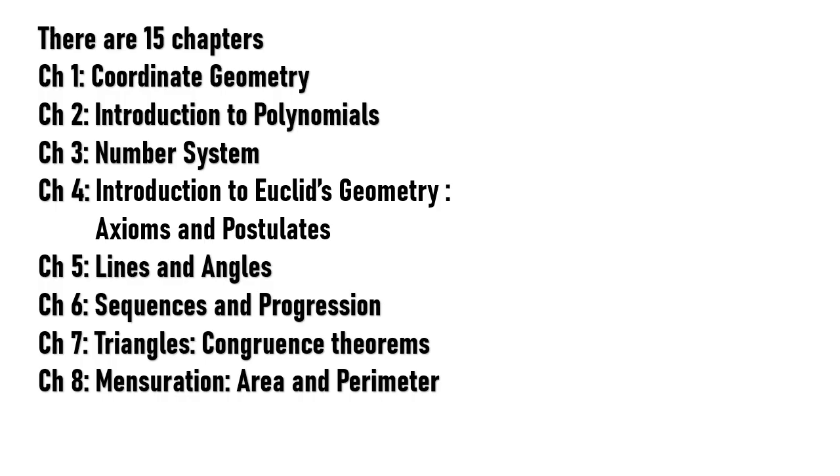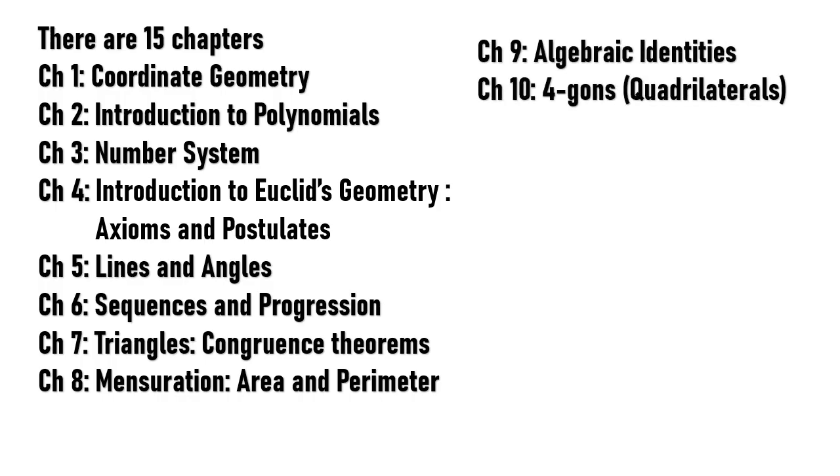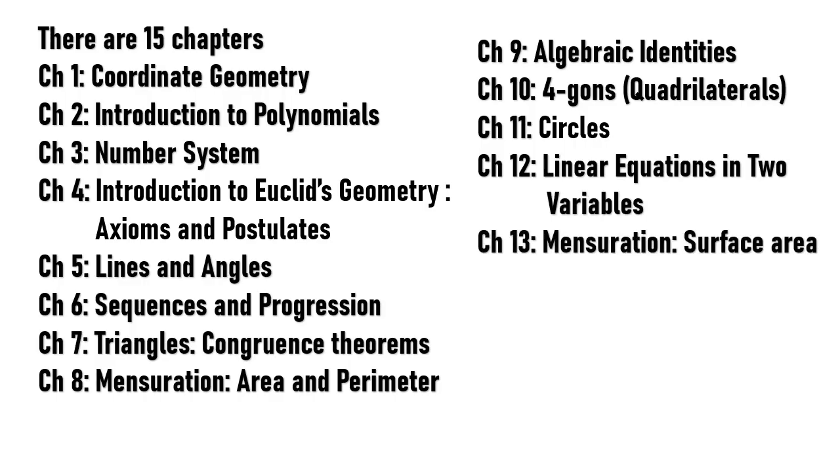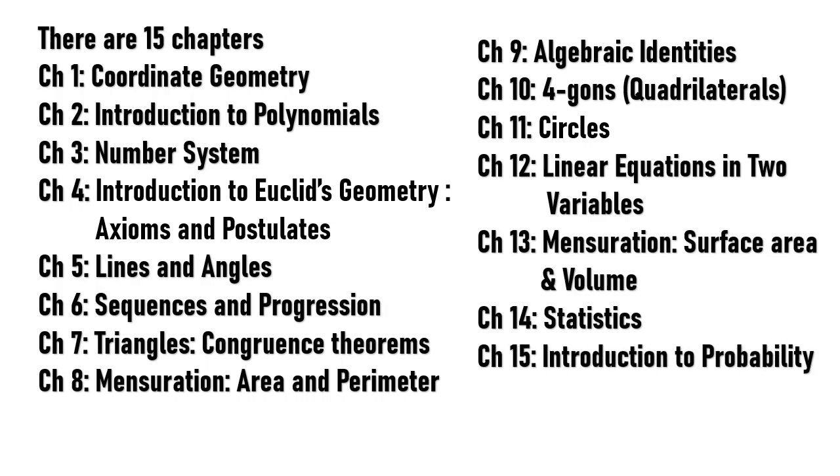8, Mensuration, Area and Perimeter; Chapter 9, Algebraic Identities; Chapter 10, Polygons, Quadrilaterals; Chapter 11, Circles; Chapter 12, Linear Equations in Two Variables; Chapter 13, Mensuration, Surface Area and Volume; Chapter 14, Statistics; and the last, Chapter 15, Introduction to Probability. So now let us go in depth with each chapter.